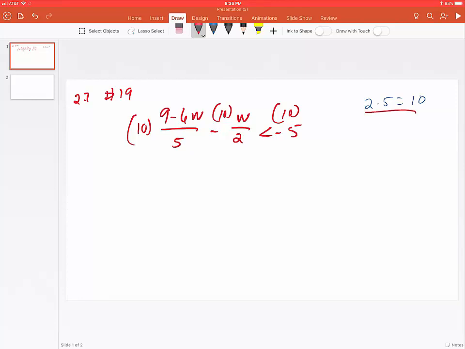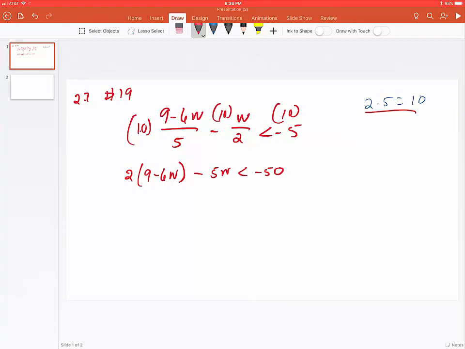Now, at this point, what I do is I do 10 divided by 5 is 2. So I have to make sure that I keep that 2 in front of the 9 minus 6w. And then 10 divided by 2 is 5, so that becomes my 5w less than negative 50.